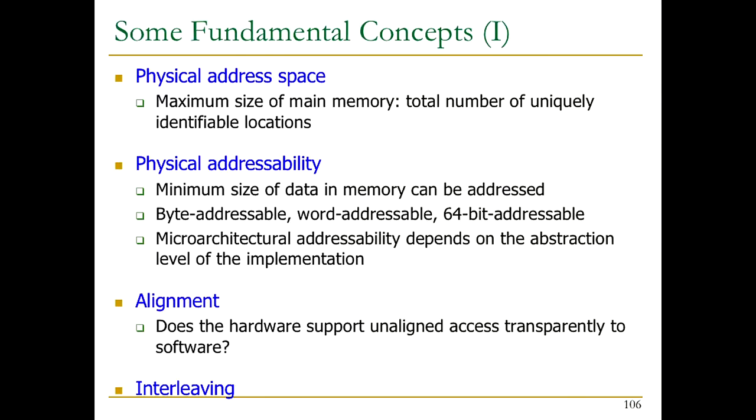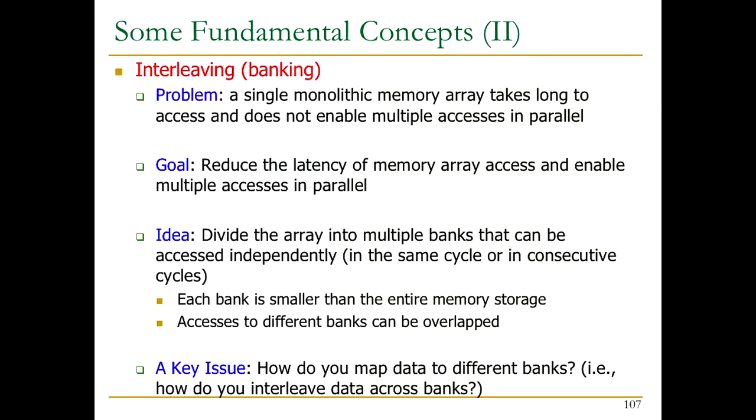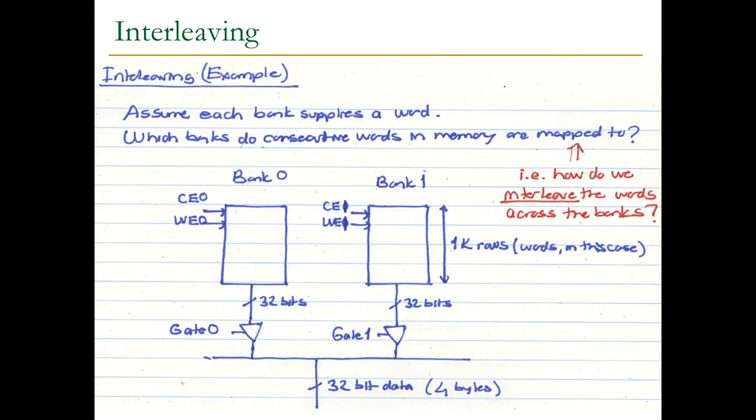And interleaving we've already talked about, right? Interleaving is a very fundamental concept that I repeated over here. It's banking, basically. Okay, so this is the interleaving example with my handwriting. I guess if we need to have more handwriting, we're going to use this one later on, but so far we haven't needed. So interleaving, basically, is the same concept that we've discussed before. Assume each bank supplies a word. In this case, a word is 32 bits. I just made it up. It doesn't have to be.